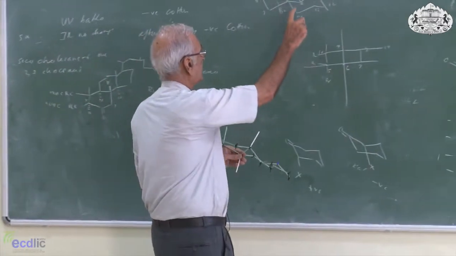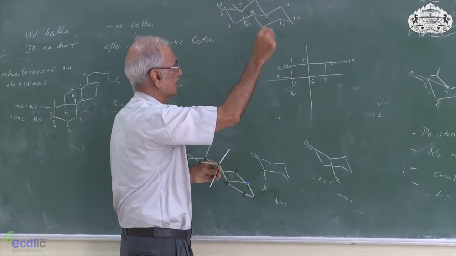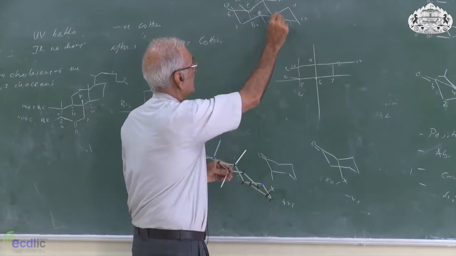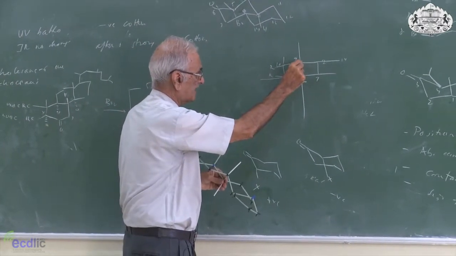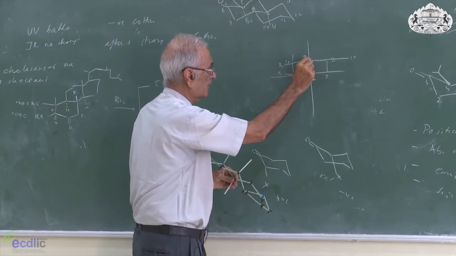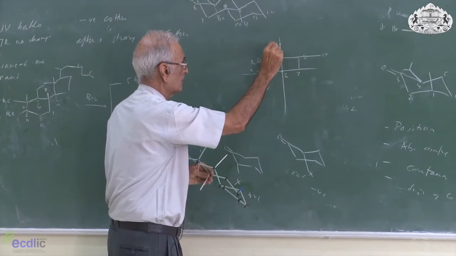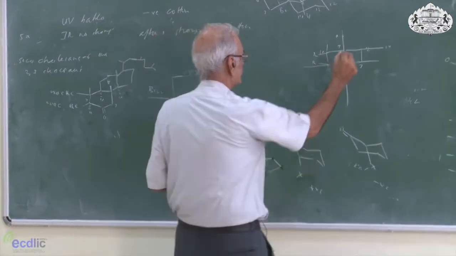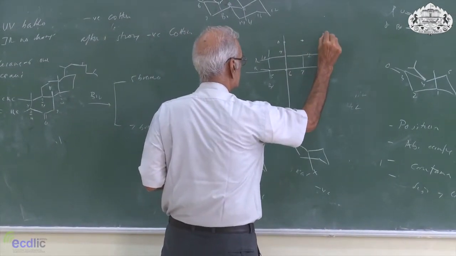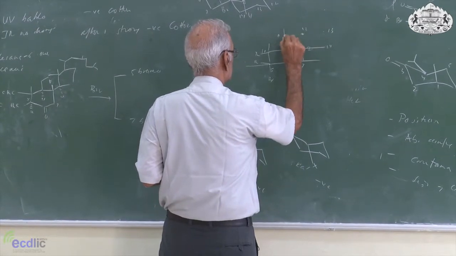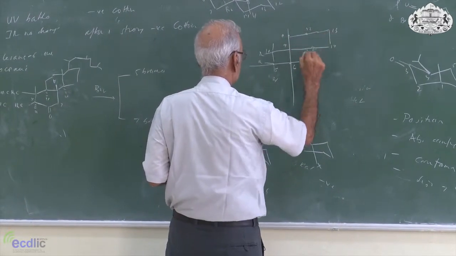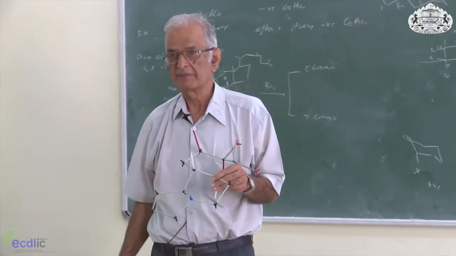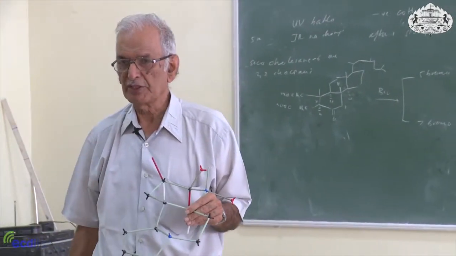How is your bond at 9 position? Hydrogen is axial. 11 bond, what did we say? Axial bond at this place goes down, equatorial bond at this place goes up. That is your 11 position. So, that is going to be our octant.